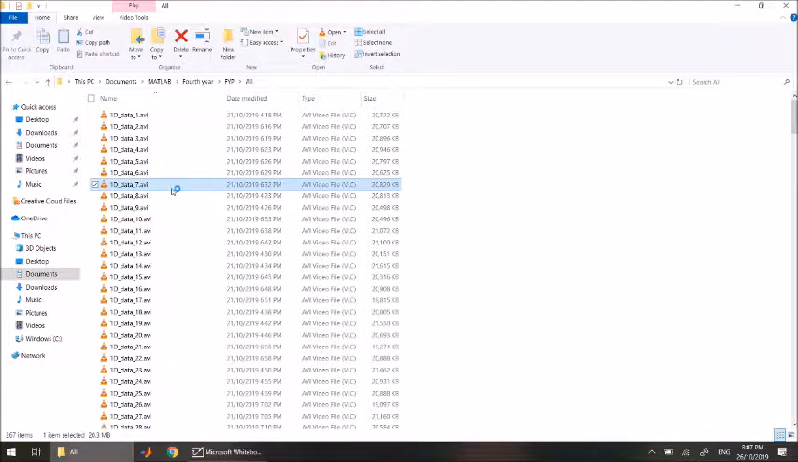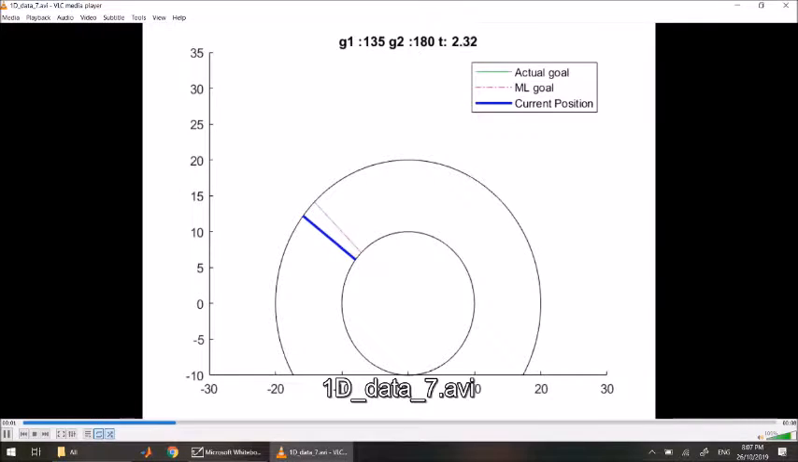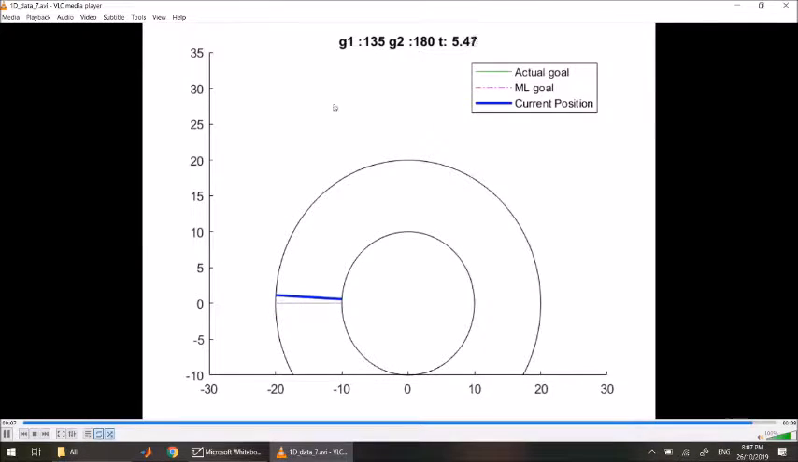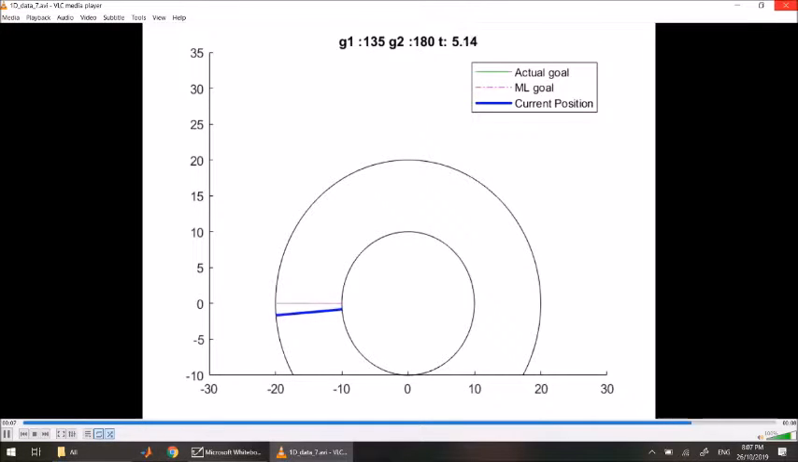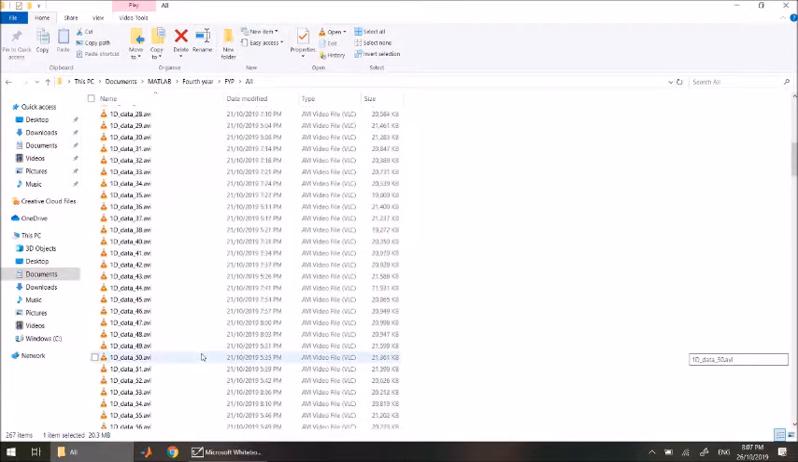Let's choose lucky number 7. So this is the 1-dimensional data. So we have here the current position, the predicted goal, and the actual goal. So you can see the machine learning goal tends to swap. It goes down pretty much instantaneous after the blue one moves. So you can't really see a difference there, which is indicative of the last results we saw where they fared really well and there was no delay with that.